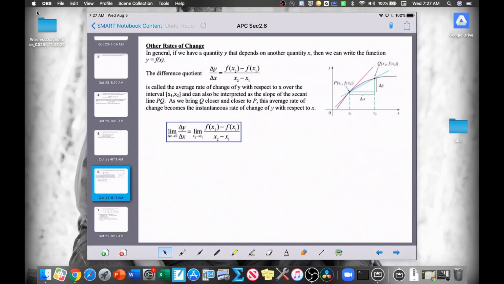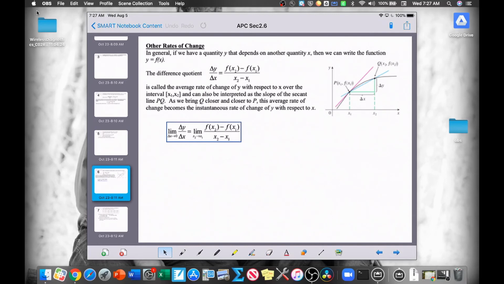We just completed example 2, where we had our problem with our rock being thrown upward on the planet Mars, and we had a height function in meters. And we discovered that when we found the rate of change of the position of the rock, we were able to find the velocity of the rock.